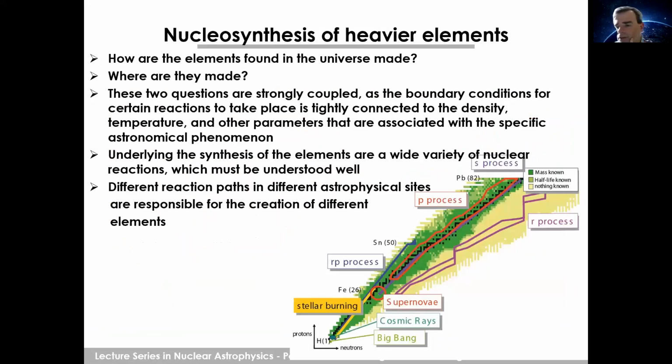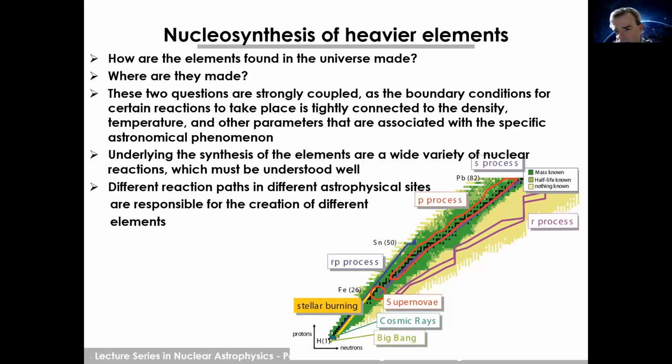So how are the heavy elements produced? This is what Hendrik was referring to. There are many things that we don't know yet, and we also don't know where they are made necessarily. These two questions are strongly coupled, as the boundary conditions for certain nuclear reactions to take place are tightly connected to the density and temperature inside the astrophysical phenomena that they take place in.